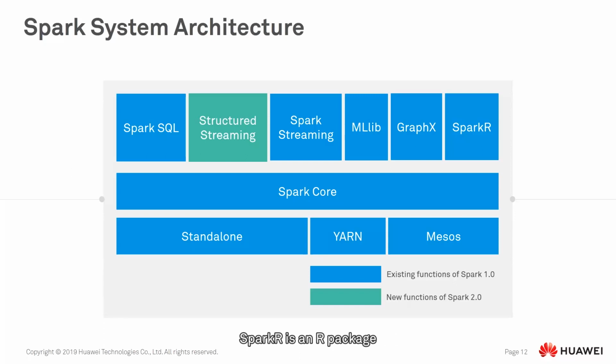SparkR is an R package that provides a lightweight front end to use Apache Spark from R. In Spark version 2, SparkR provides a distributed DataFrame implementation that supports operations like selection, filtering, aggregation, and so on large datasets. SparkR also supports distributed machine learning using MLlib.